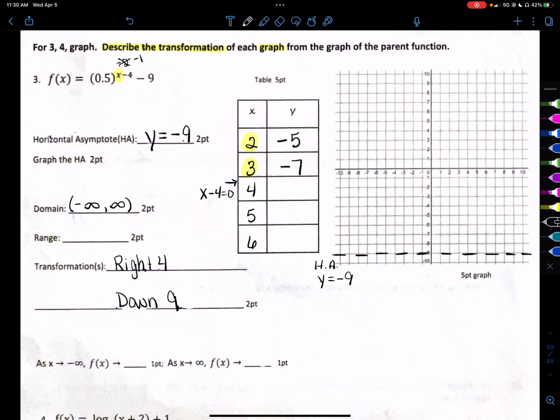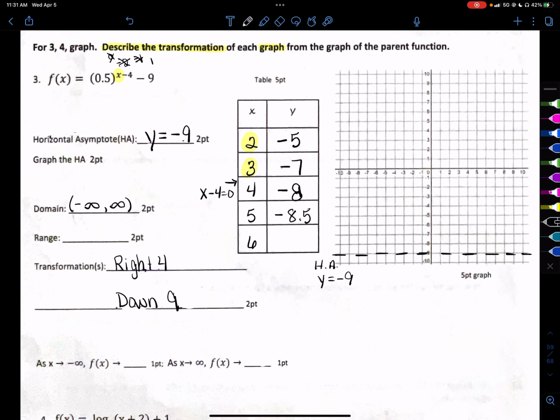All right, for the next one, I'm going to put 4 up there. When I put 4, 4 minus 4 makes 0. Anything to the power of 0 is 1. 1 minus 9 makes negative 8. Okay? Right, when we have 5 up there, it is 0.5 to the power of 1, which is 0.5 minus 9 gives me negative 8.5.